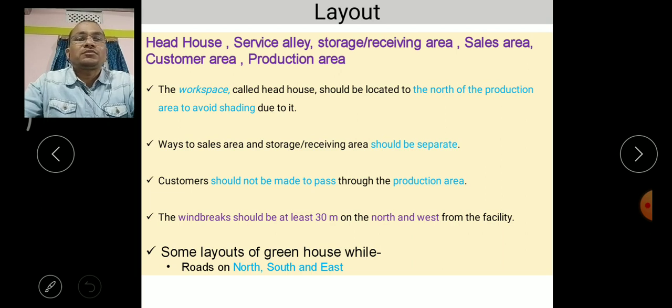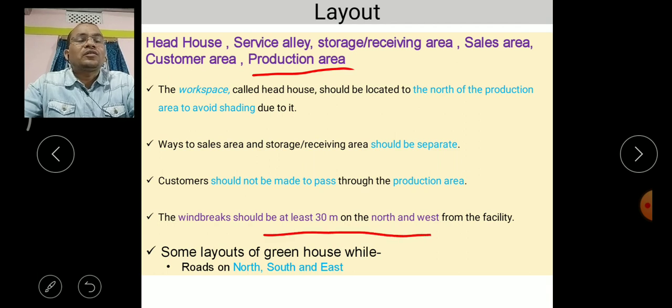Remember, the sales area and the storage receiving area should be separate. So there will be two ways: one goes directly to the service area, another goes to the customer area. Also, customers should not be allowed into the main production house. That is a restricted area, also called an isolation area. Only the workers can move within the structure.